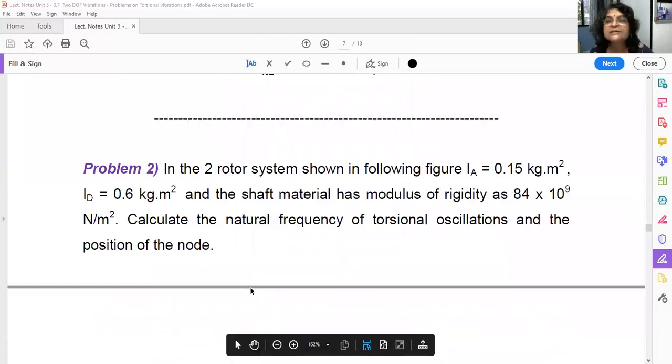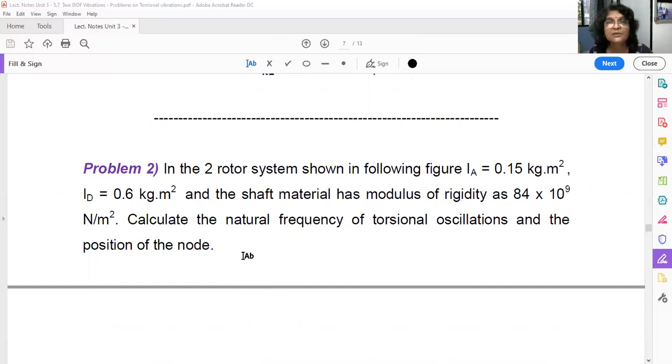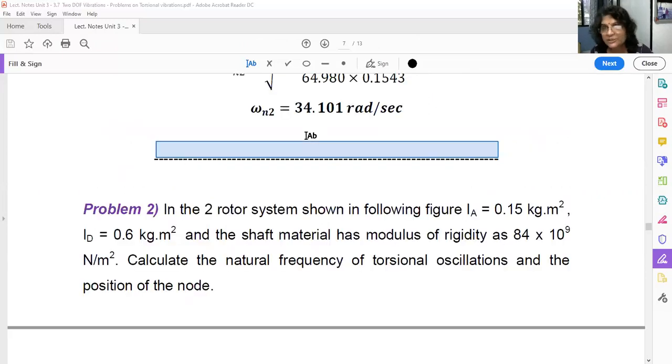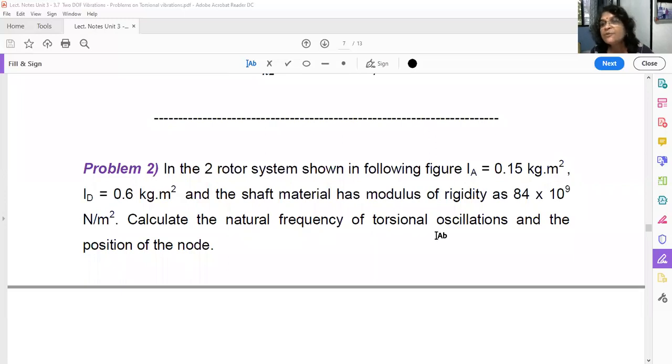Now let us go to the second problem. Hope you have understood this problem. The typical procedure is there for any two rotor system, so let us solve two further problems. The second problem statement is: in the two rotor system shown in the following figure, IA is equal to 0.15 kg meter square, ID is equal to 0.6 kg meter square, and the shaft material has modulus of rigidity 84 into 10 raised to 9. In the upper problem also, in the given data by mistake I have written 54, that is 84. That is a typing mistake. Calculate the natural frequency of torsional oscillations and the position of the node.